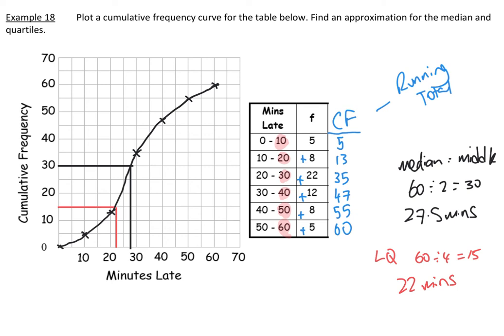Then the upper quartile is 3 times the lower quartile position, so it's at 45 frequency. We go across at 45 until it hits the curve and then draw the line down. We can see that's at 37 minutes. So the upper quartile is 37 minutes.